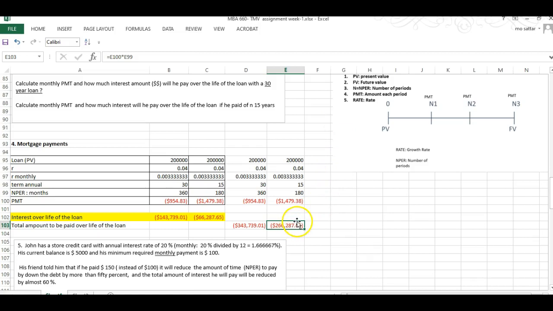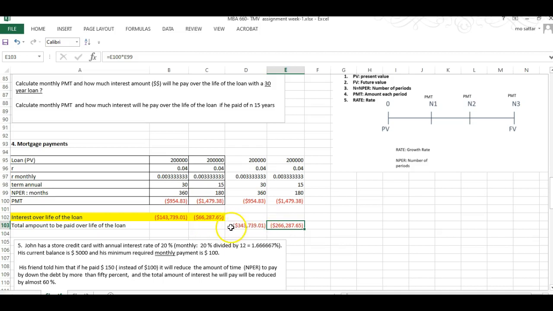So as you can see, typically when people say, gee, you pay almost double for the loan amount, it's because you're borrowing 200, but by the time we get done paying the bank, because we have to pay interest along the way, we're going to end up paying 343 over the life of the loan. But we're going to pay less in the case of 15 years, because obviously we are paying a little bit earlier, so there's less compounding effect.